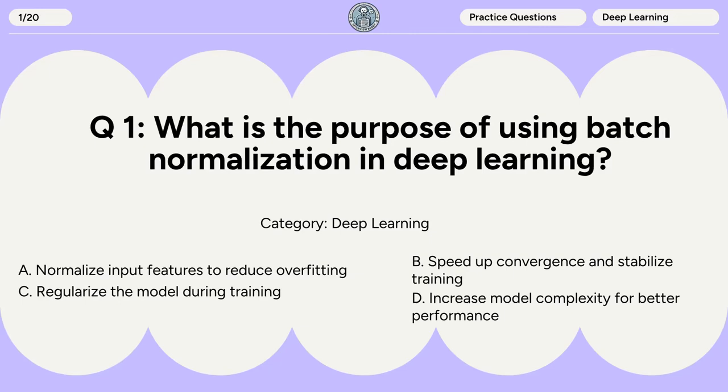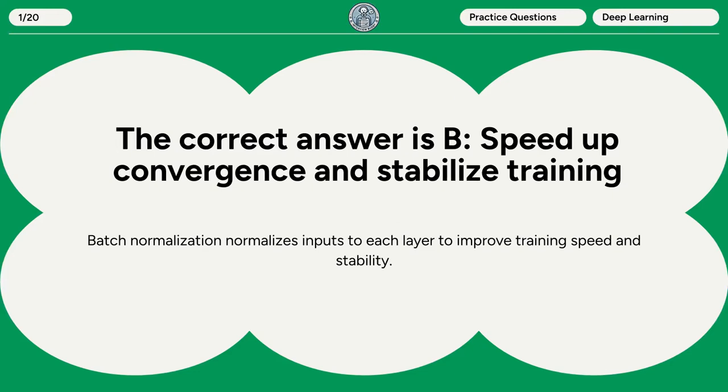Question 1. What is the purpose of using batch normalization in deep learning? A. Normalize input features to reduce overfitting. B. Speed up convergence and stabilize training. C. Regularize the model during training. D. Increase model complexity for better performance. The correct answer is B. Speed up convergence and stabilize training. Batch normalization normalizes inputs to each layer to improve training speed and stability.